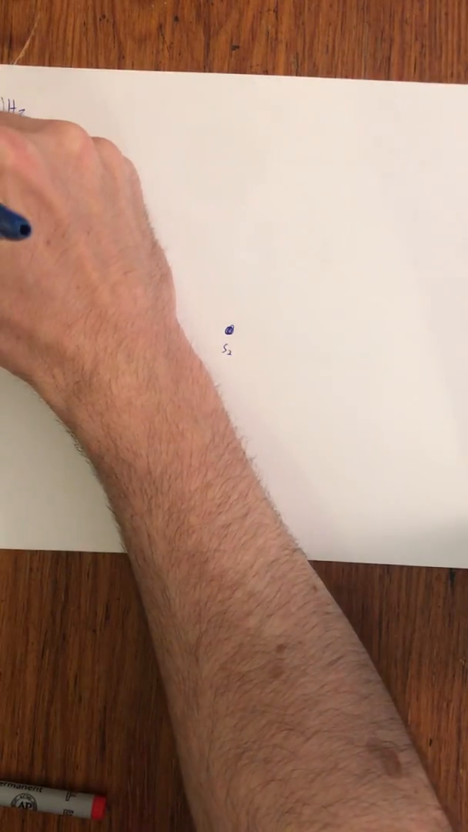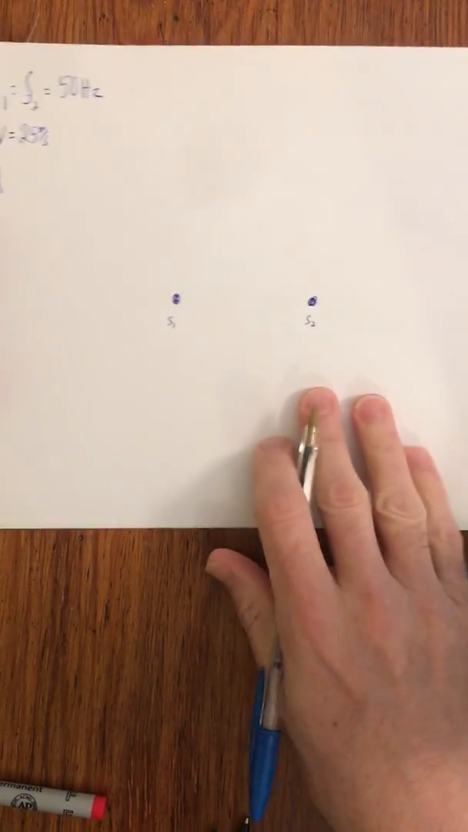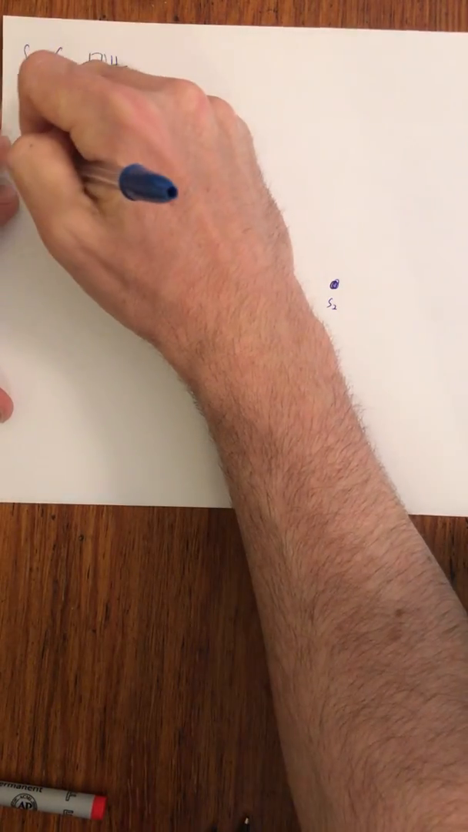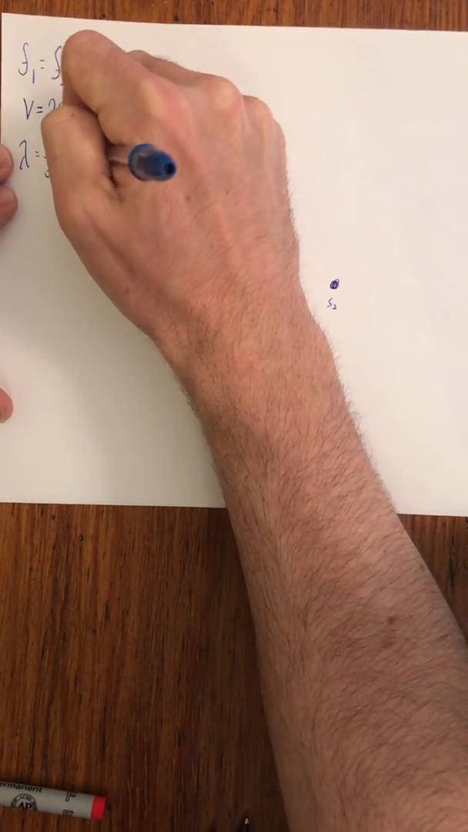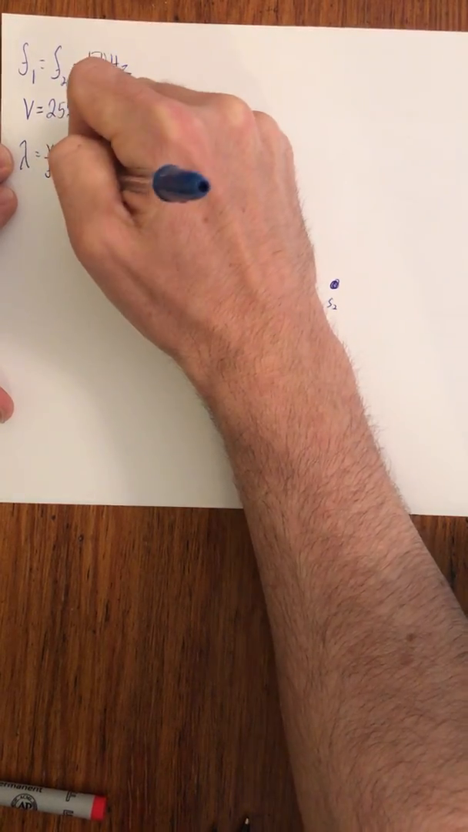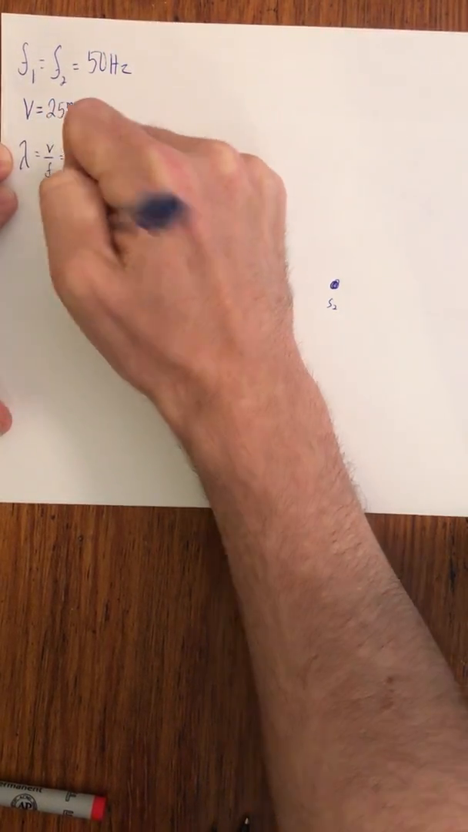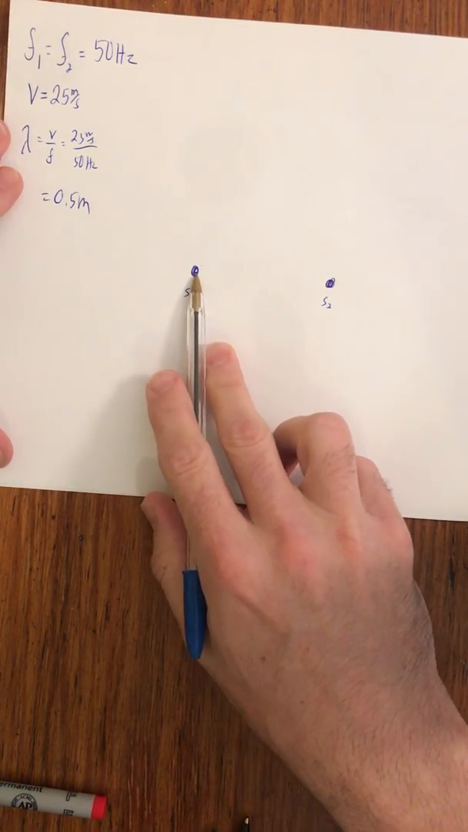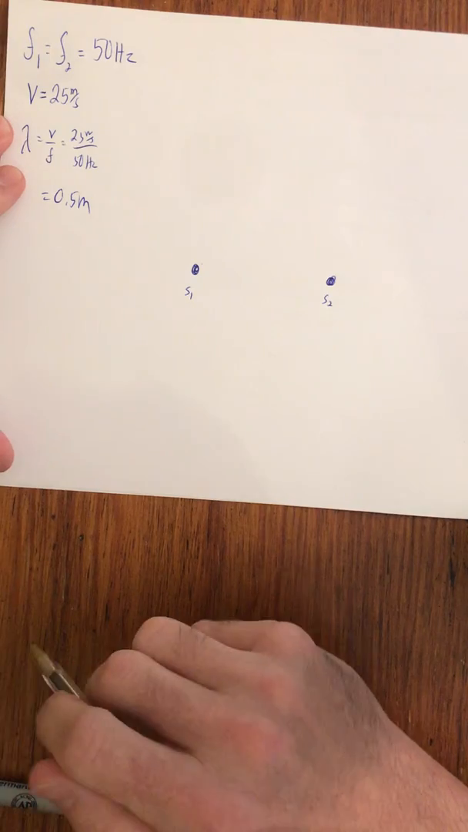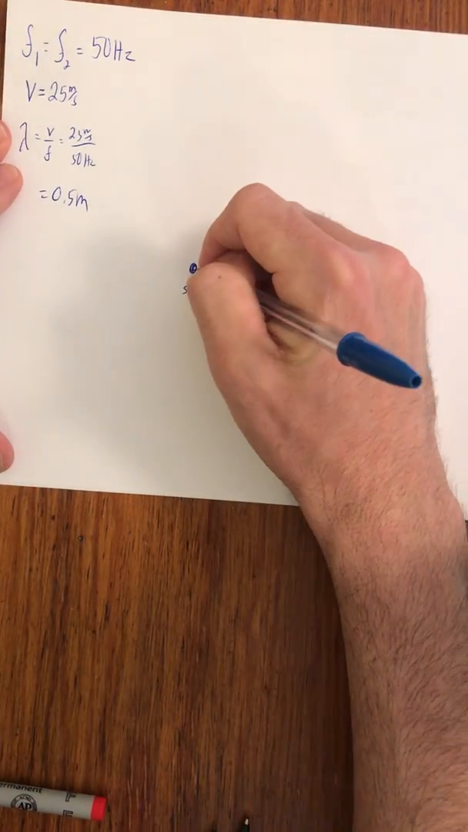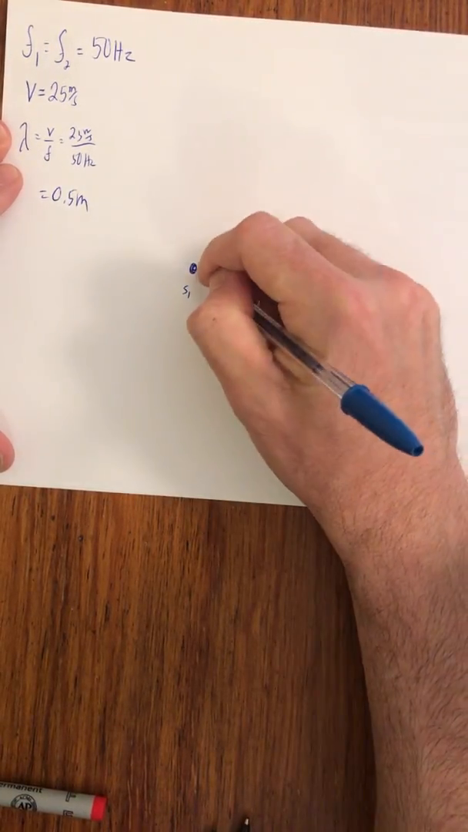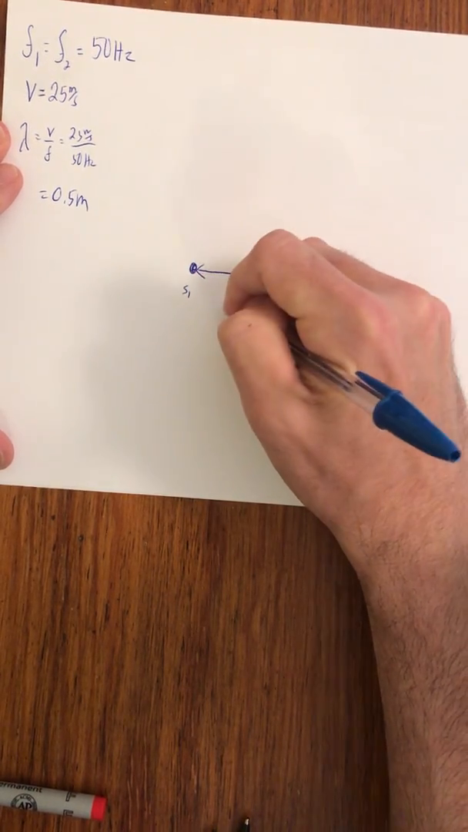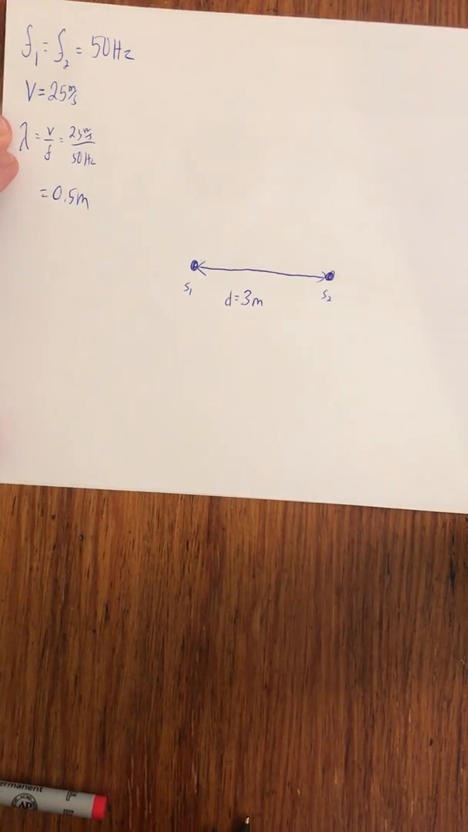That means the wavelength here would then be V over F, or 25 meters per second over 50 hertz, and the wavelength then is 0.5 meters. So each of these is putting out a wave whose wavelength is 0.5 meters. So let's say that D here, the distance between the sources, is 3 meters. So D equals 3 meters.